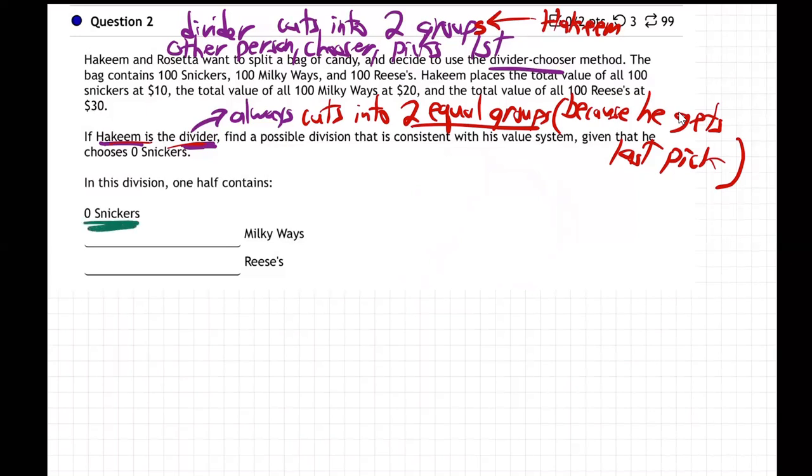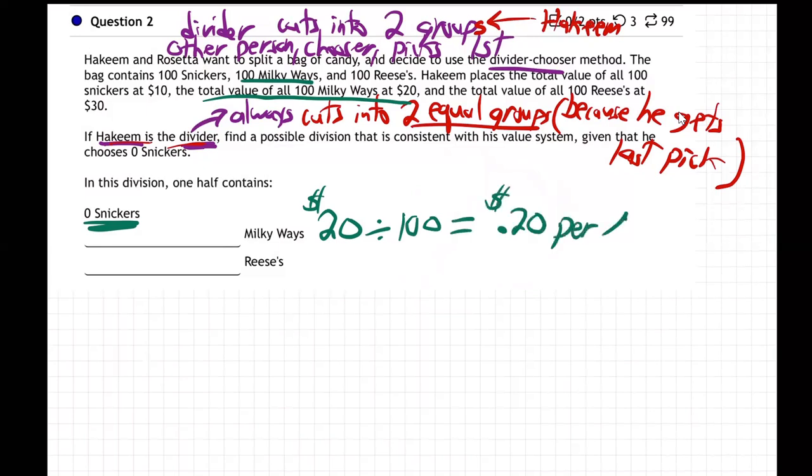Well, they told us he's picking 0 Snickers. Well, okay, there's 100 Milky Ways. It said right here, 100 Milky Ways. And the total value of all 100 Milky Ways is $20. So $20 divided by 100 Milky Ways equals 20 cents per Milky Way. That's according to Hakeem. Hakeem thinks that.